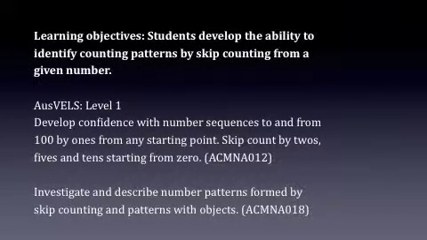Learning objectives. Students develop the ability to identify counting patterns by skip counting from a given number. AusVELS Level 1. Develop confidence with number sequences to and from 100 by ones from any starting point. Skip count by 2s, 5s and 10s starting from 0. Investigate and describe number patterns formed by skip counting and patterns with objects.